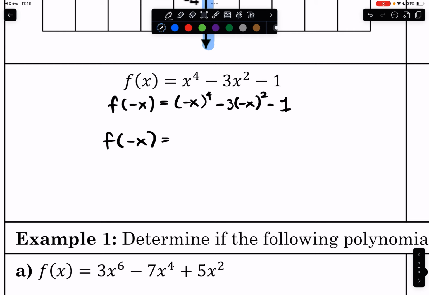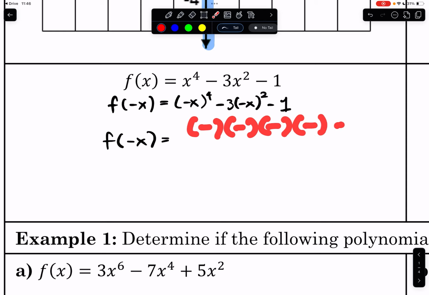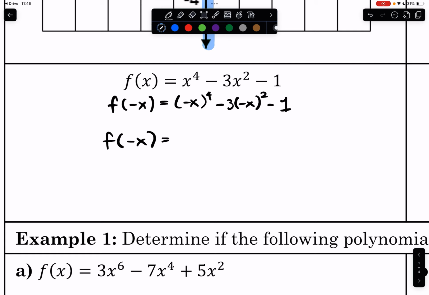Well, -x to the 4th power is going to multiply a total of 4 negative signs. So obviously x to the 4th is going to be x to the 4th, but the negative sign is also going to be raised to the 4th power. So multiplying 4 negatives is going to make everything positive, since these two negatives are positive and these two pair up to become a positive. A positive times a positive is positive. So the first term is positive x to the 4th power.